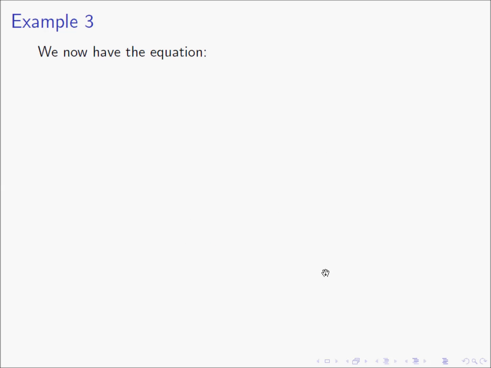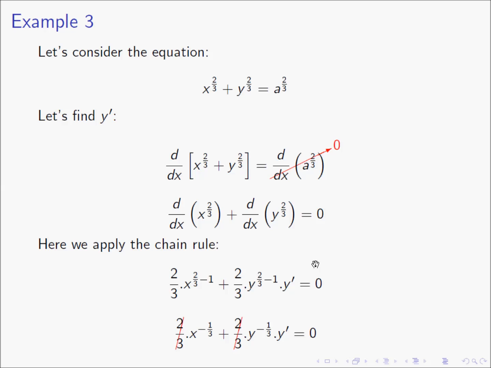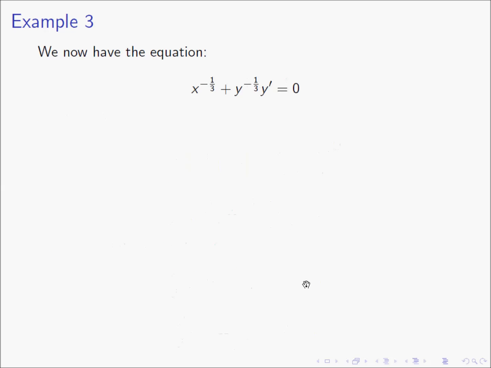What we need to do now again is to solve for y prime. We divide everything. We eliminate the constant there because on the right side we have 0, and then we solve for y prime. Here we subtract this term to both sides, and then divide by this factor, and we get this expression.